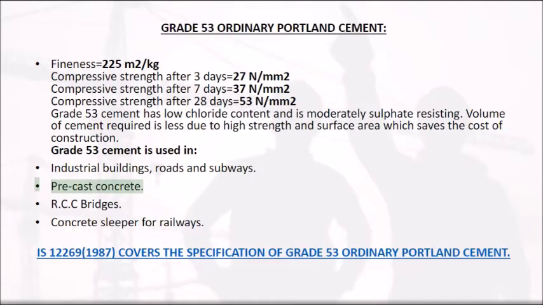Precast concrete, RCC bridges, and concrete sleepers for railways. IS 12269:1987 covers the specification of Grade 53 ordinary Portland cement.